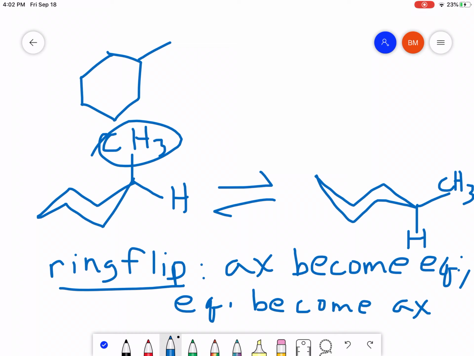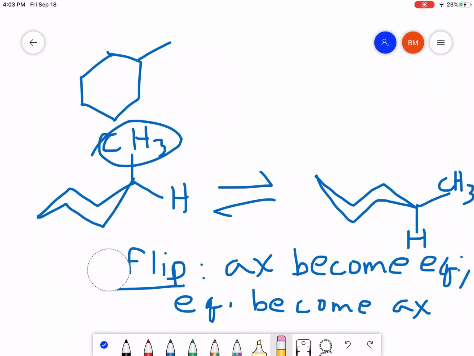Okay. So practice that a little bit. The drawing of the backbone skeleton really doesn't vary at all. Every time, no matter what you have on it, you have one chair conformation and the other. What you do have to get the hang of is remembering where your groups are going to point after you do the ring flip. Okay?